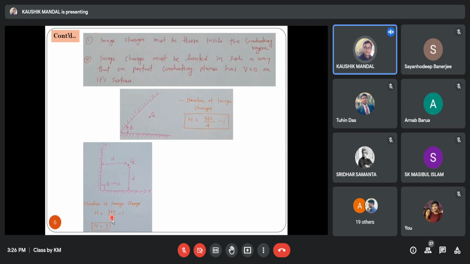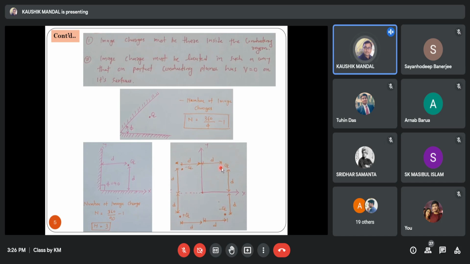It will be 360 by 90, where 90 is the value of phi. 360 by 90 minus 1, that is 3. So there will be a total of 3 image charges and 1 actual charge. Let's try to draw it.